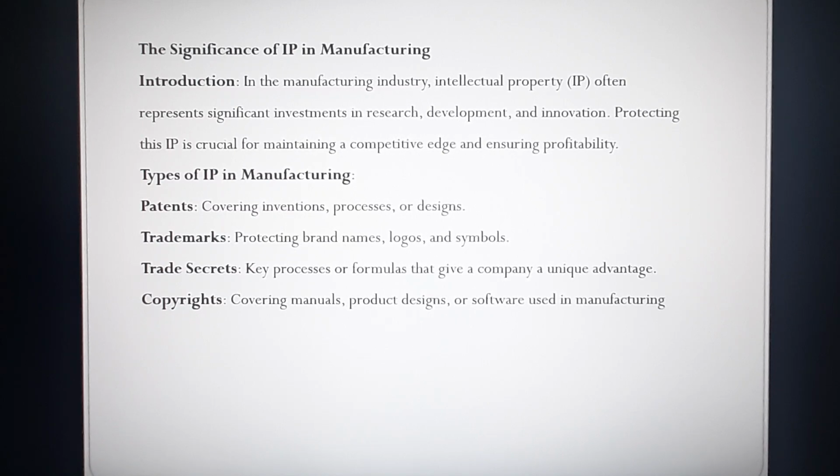Types of IP in manufacturing: patents, covering inventions, processes, or designs; trademarks, protecting brand names, logos, and symbols; trade secrets, key processes or formulas that give a company a unique advantage; copyrights, covering manuals, product designs, or software used in manufacturing.